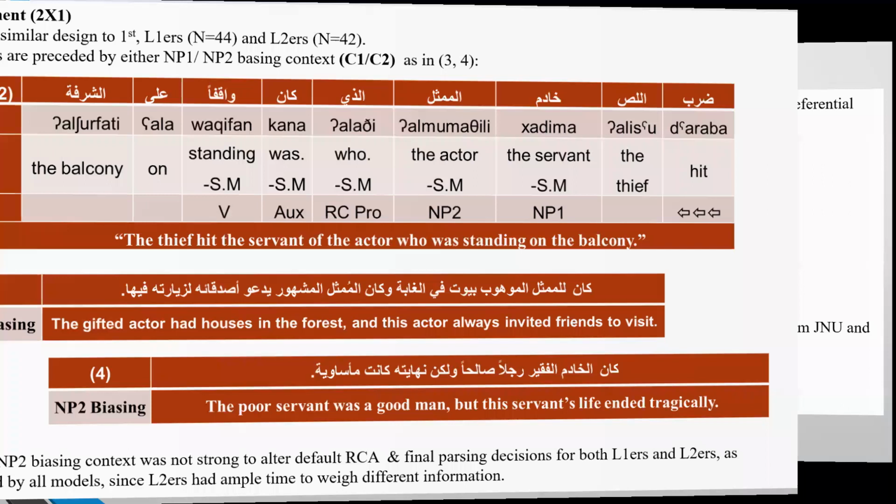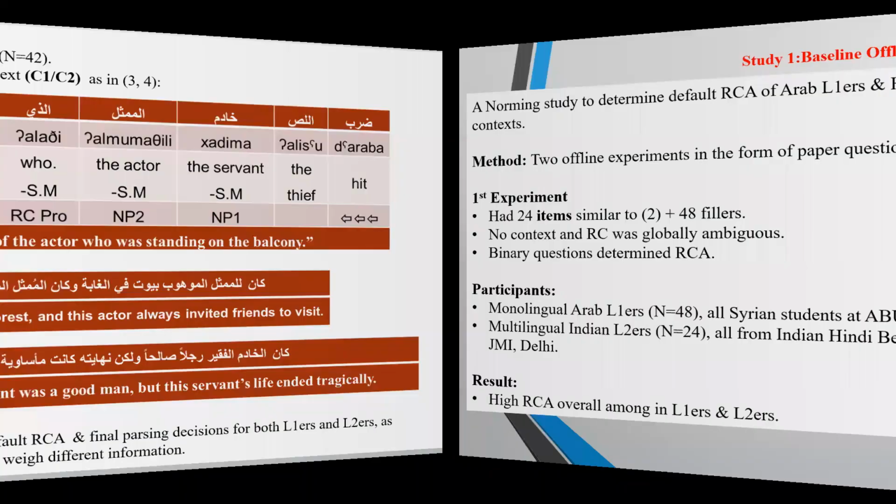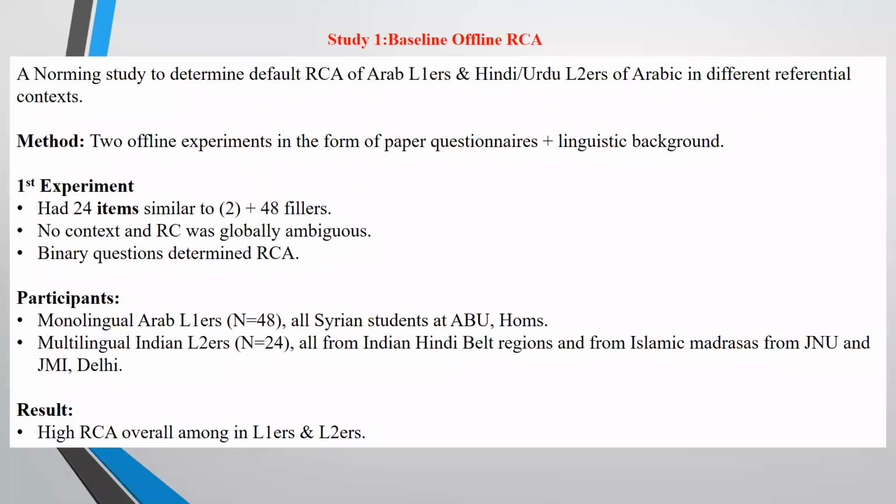So over to you. First study was an offline norming study. I wanted to see the default attachment of the RC in Arabic among native speakers of Arabic and also among learners of Arabic. So we had 24 items plus 48 fillers. The items were exactly similar to 1 and 2. Someone shot the servant of the actor who was standing on the balcony. And 48 fillers, so sentences that are not related. They're trying to distract the participant from guessing the purpose of the experiment.